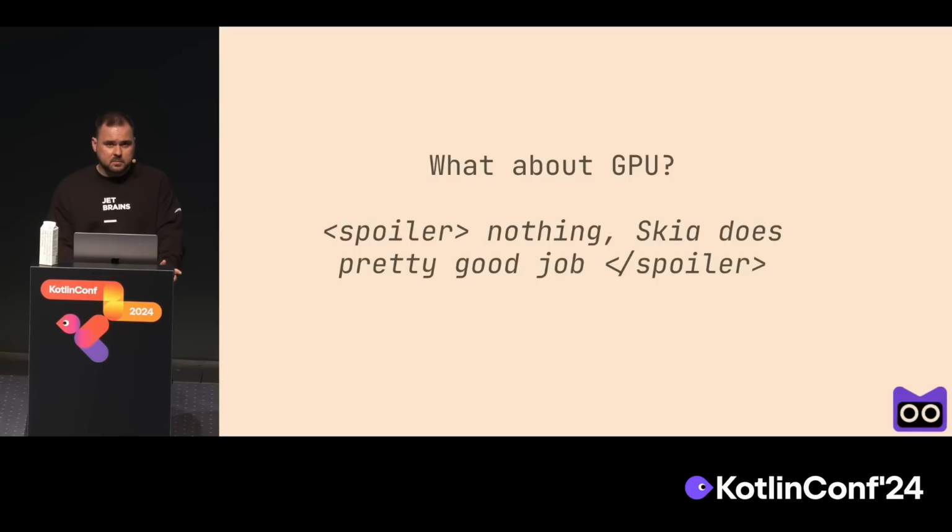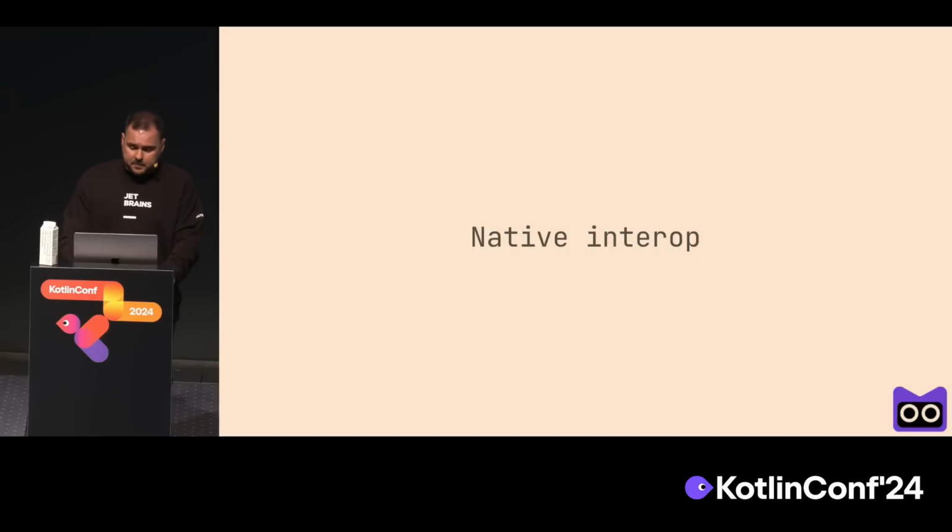But what about GPU? We are speaking a lot about CPU, scheduling, CPU. GPU is basically nothing. Skia does a pretty good job, and Compose is not really graphically heavy for GPU, especially for iOS devices, because iOS devices got pretty hefty GPUs. But we have some other place where we could make the life of the device a little bit easier. Native interop. Let's speak about it.